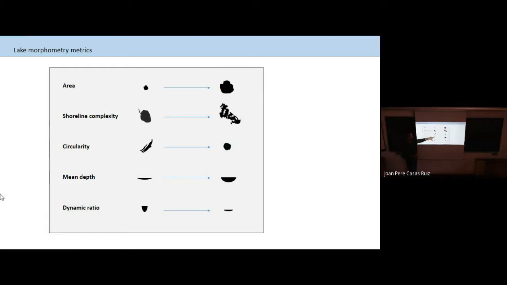Also the circularity, right, from elongated lakes to more circular ones. This is important sometimes in terms of the effect of wind on the lake. So these ones have a larger fetch than this one, right? So that for the same wind speed, we could have more turbulence in this kind of lakes. Well, also the depth of the lake and the dynamic ratio, right? The dynamic ratio is, again, if they look a bit more like a bowl or like a plate.